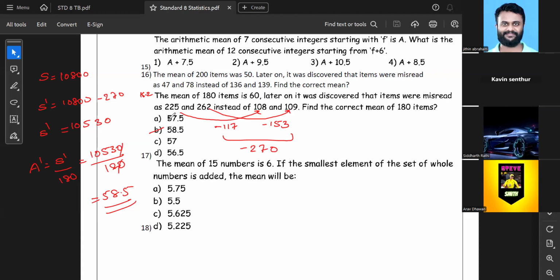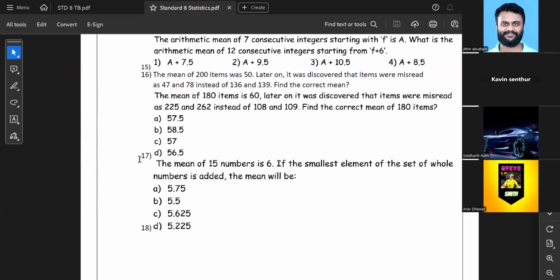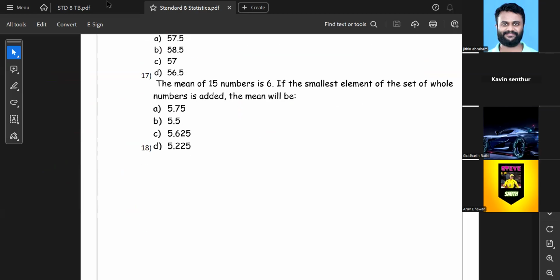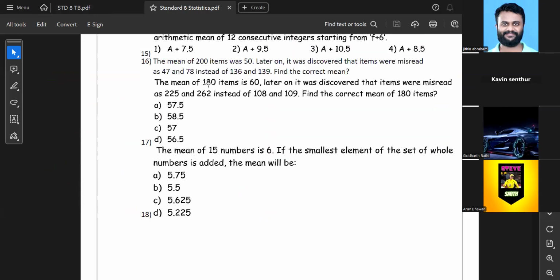Okay. Just a minute. Acha, this is the 17th one, yaar. I misread it as 16.2. It's not 16.2, it's the 17th one. Okay, since we have only one problem left, I'll just complete that.